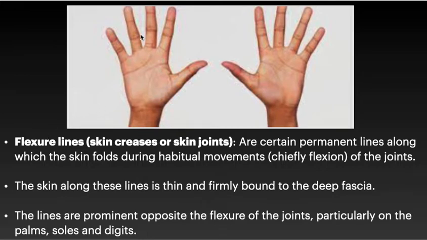So coming to the flexure lines or skin creases or skin joints, there are certain permanent lines along which the skin folds into habitual movement. You can see these lines over here at the joints. These lines are prominent opposite the flexure of the joints, and more prominent particularly on the palm, soles, and the digits.